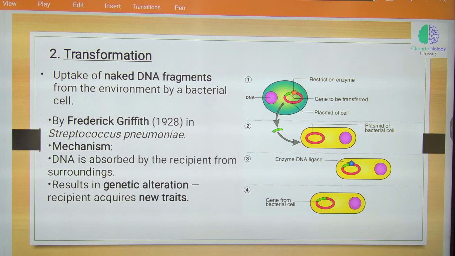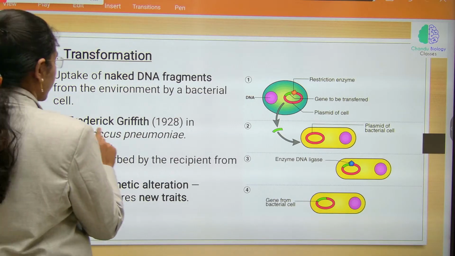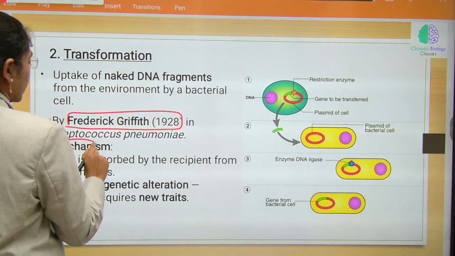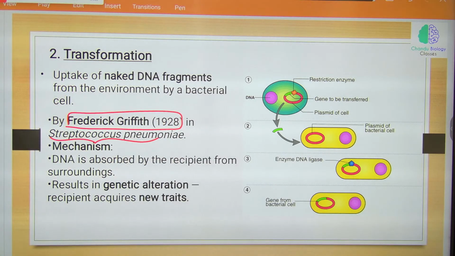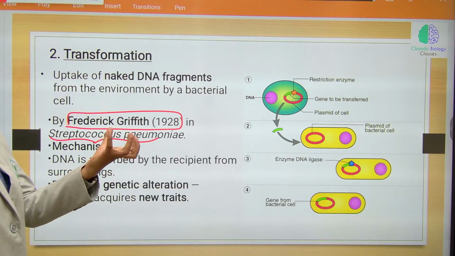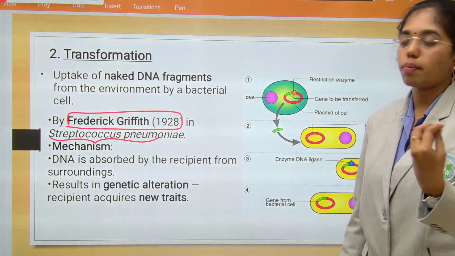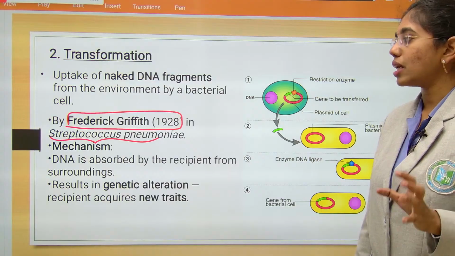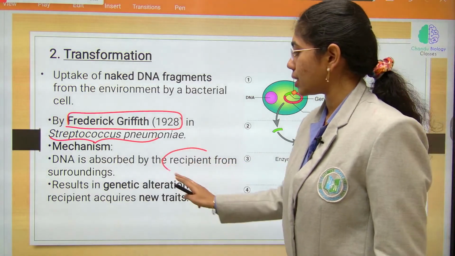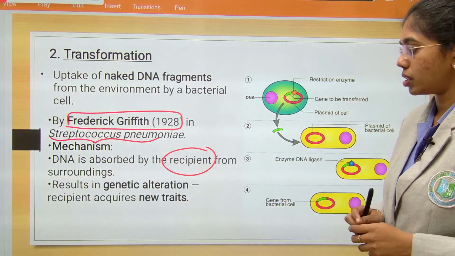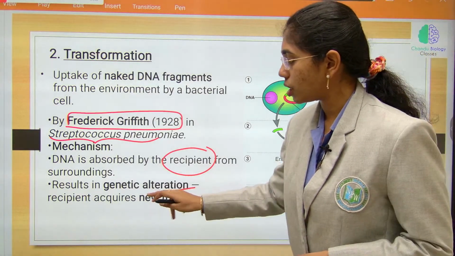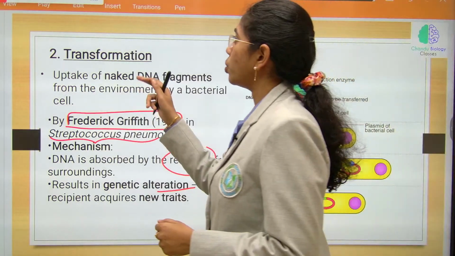Next is transformation, which is the uptake of naked DNA fragments from the environment by a bacterial cell. This was described by Frederick Griffith in the year 1928 on the bacterium Streptococcus pneumoniae. The bacteria will take up the DNA. The genetic transfer is from the environment in which the bacteria is. It is not cell to cell transfer. Here DNA is absorbed by the recipient from the surrounding environment. This results in genetic alteration and the recipient will acquire new traits.